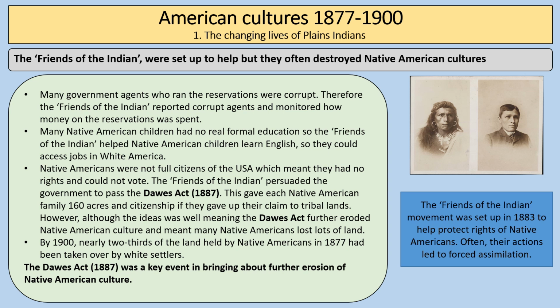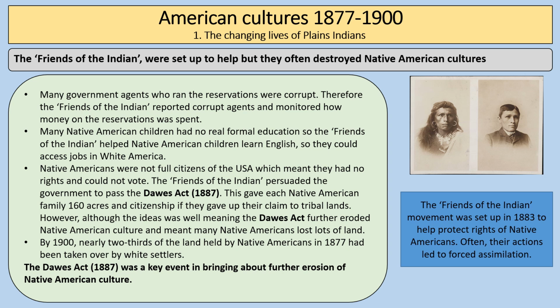So some of the actions that they took: many government agents who ran the reservations were corrupt. So the Friends of the Indian reported corrupt agents and monitored how money on the reservations was spent. Many Native American children had no real formal education, so the Friends of the Indian helped Native American children learn English so they could access jobs in white America, but that also led to further assimilation and a further erosion of Native American culture.